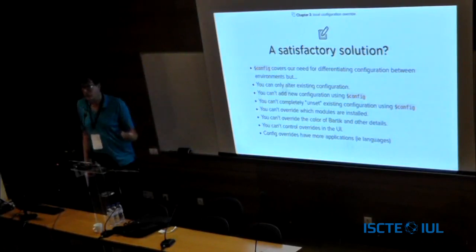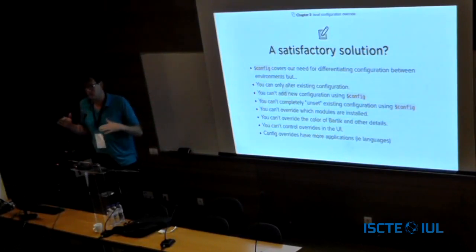But the overrides are also used, for example, for languages. The language that is currently active makes the configuration overridden, so that you can have a different site name for the different languages and have the translations. But you cannot control that from a UI. You have them in your settings.php.